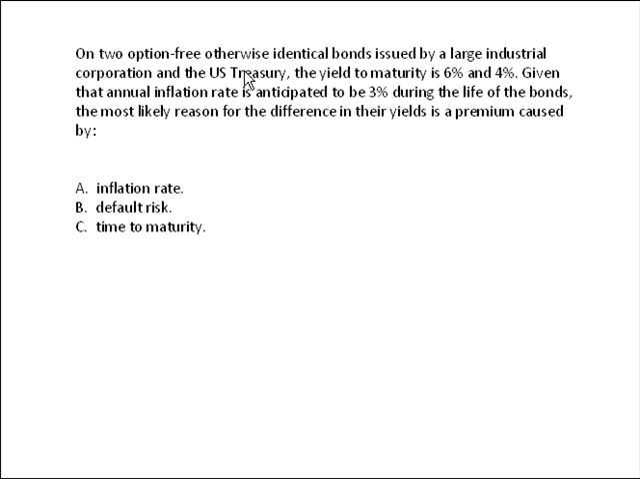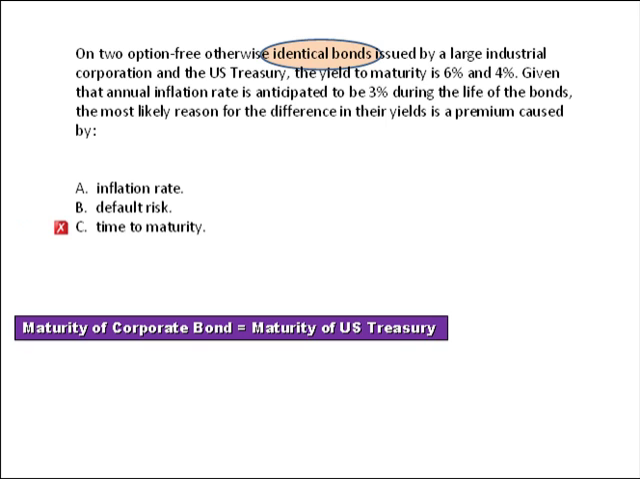Now, we know that they are option free, which means there are no options, and they are identical bonds. That means they are identical in all regards except for their yield to maturity. That means they have the same time to maturity. Identical bonds would be a 10-year bond and a 10-year bond, or a 30-year bond and a 30-year bond. So the answer is not going to be C. C is not the answer.